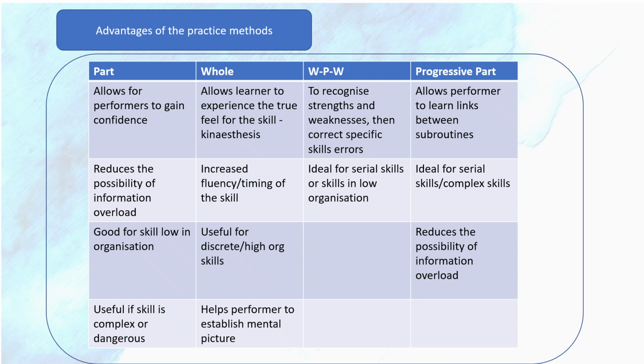Whole part whole, because we've got that part element in the middle, second one down, we've got to have a serial skill or a skill low in organization similar to part, because we need to be able to break it down in the first place in order to put that part bit in the middle. Progressive part allows the performer to learn links between different subroutines, great for serial skills, and then again, similar to part, reduces the possibility of information overload, giving somebody too much information that they simply can't digest.